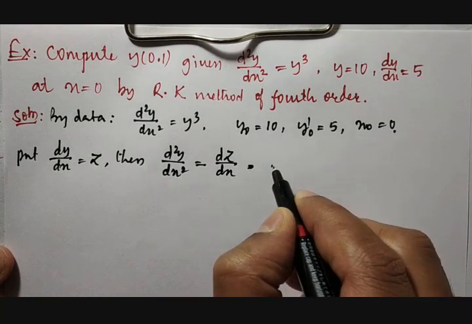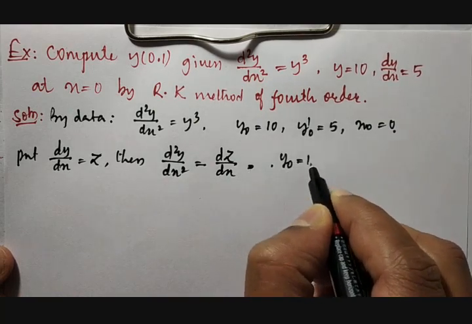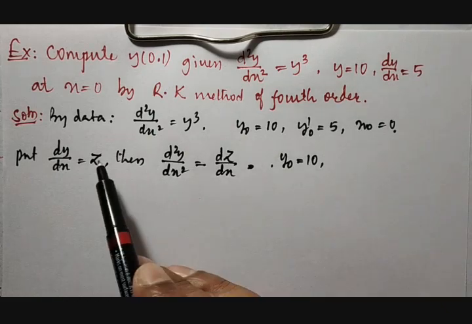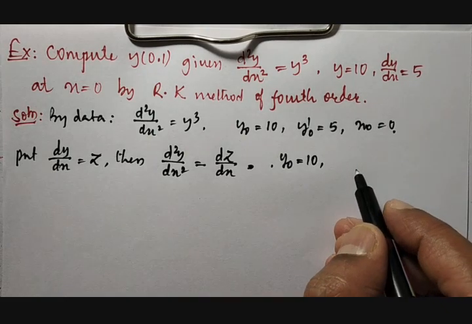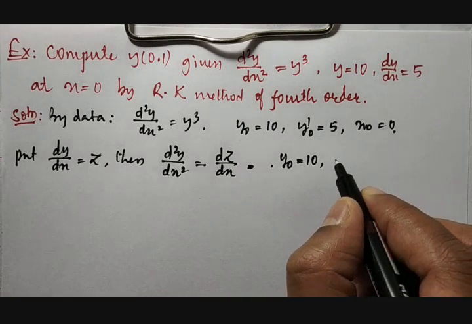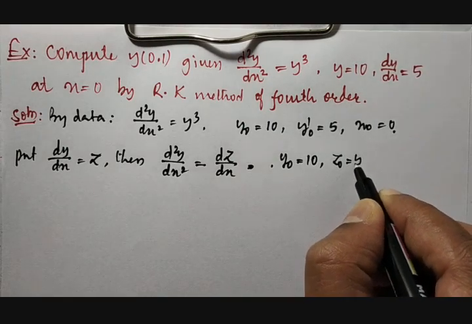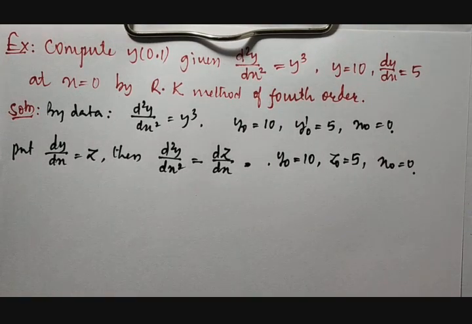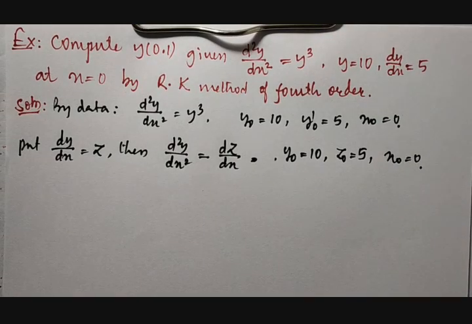Fine. The values will be: x naught is equal to 0, y naught is equal to 10 as it is. Then y dash is nothing but z now, so it is z naught. Now z naught is equal to 5, where x naught remains as 0. It is the initial value of the variable x.